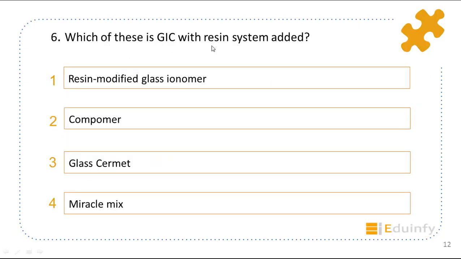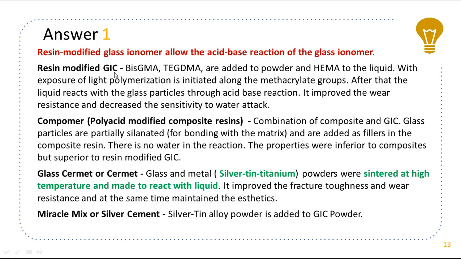Each of these is GIC with a resin system added. So here, resin modified glass ionomers, that is Vitremer and Photac, are added to the powder and HEMA to the liquid, and with the exposure of light, polymerization is initiated among the methacrylate groups. After the liquid reacts with the glass particles through an acid-base reaction, it improves wear resistance and decreases the sensitivity to water attack.